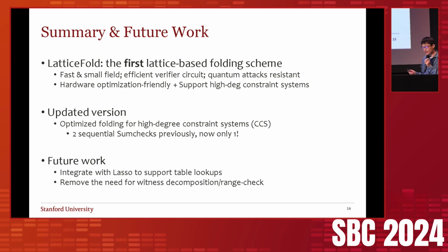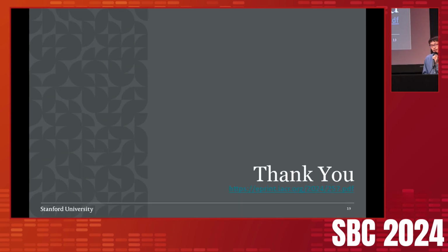Okay, so that's it. Basically, I want to mention a little bit about open problems here. There are many, but I will only mention a few of them. The first low-hanging fruit, I think, is to integrate it with Lasso to support table lookups, which I think won't be too hard. However, an even longer-term and more ambitious goal is to check whether we can actually remove the use of this witness decomposition or range proof checks, which might even further improve the efficiency of LatticeFold and approach our dream goal of proving as fast as compute. Okay, that's it, and thank you so much.